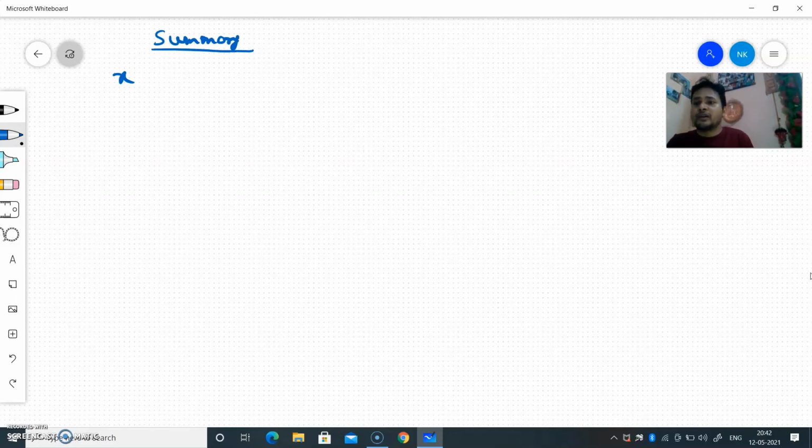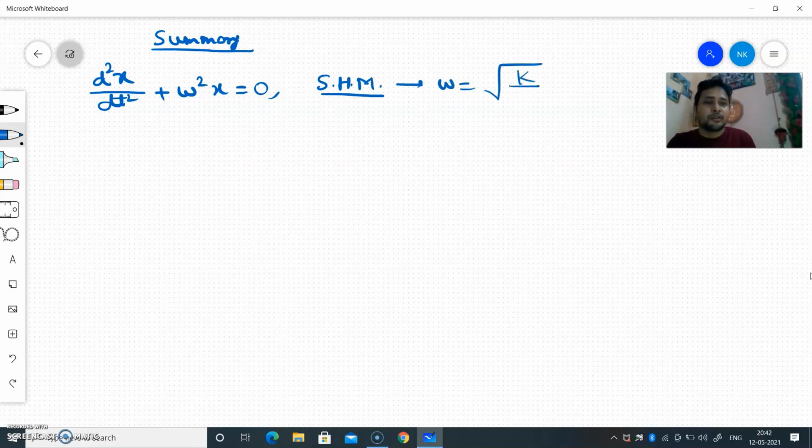So first we got differential equation. So differential equation is d2x over dt square plus omega square x is equal to 0. This kind of equation is known as simple harmonic motion. Differential equation for simple harmonic motion, where omega is angular frequency, is nothing but square root of k by m. जहाँ पर k क्या है, what is k? K is restoring force constant.